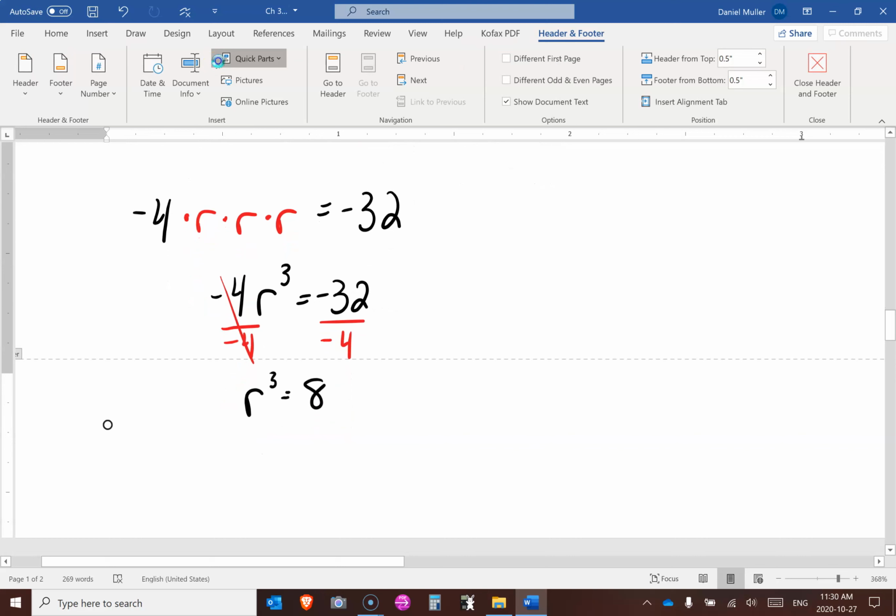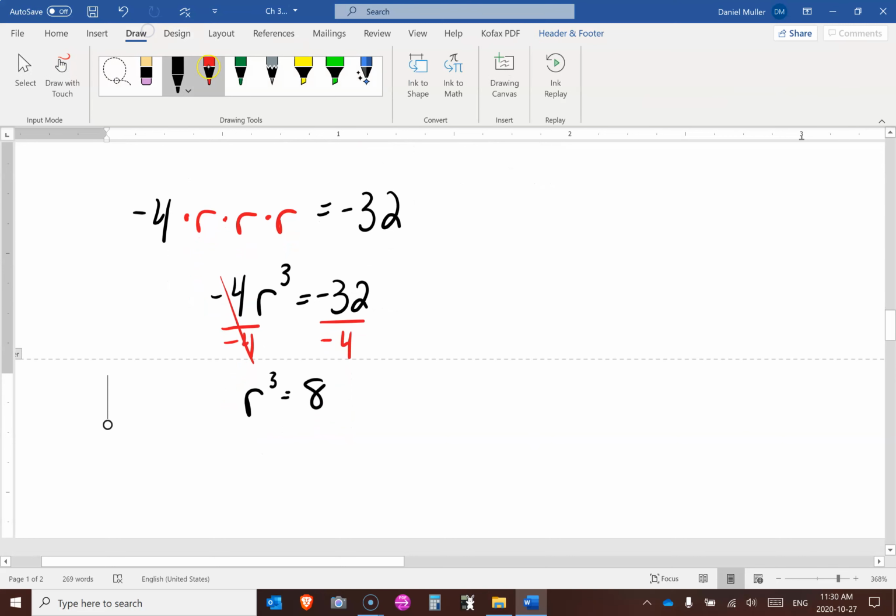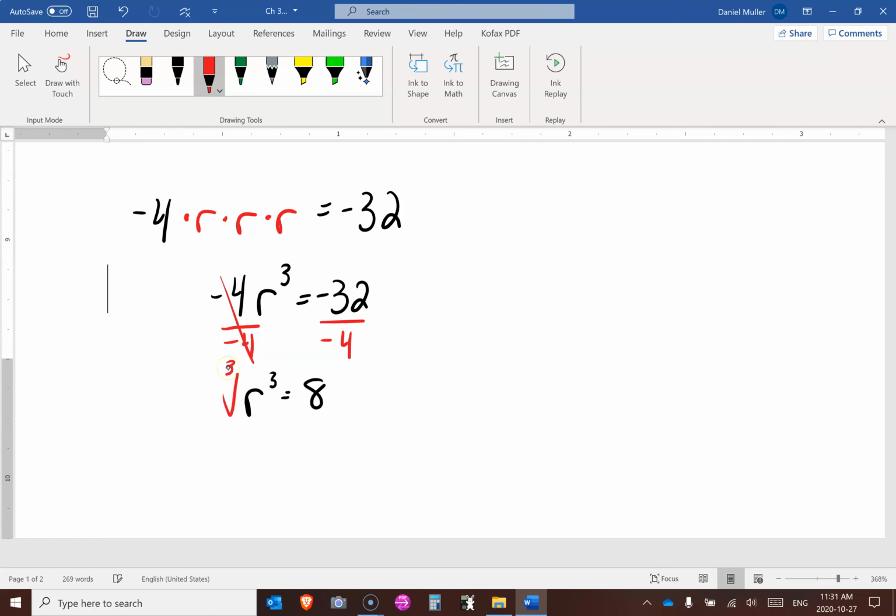And then I can cube root both sides, and that will cancel. So I just have R is equal to the cube root of 8. Now the cube root of 8 is just 2. So my R is equal to 2.